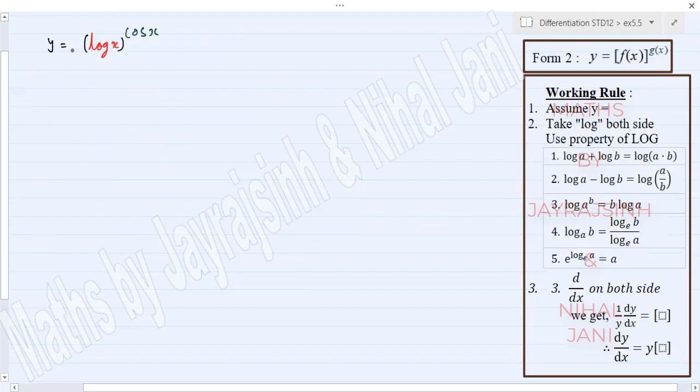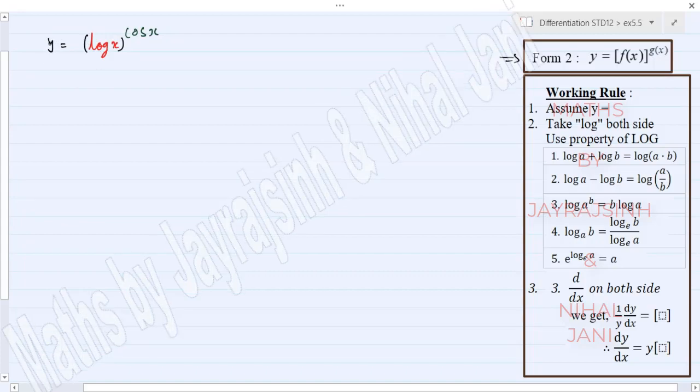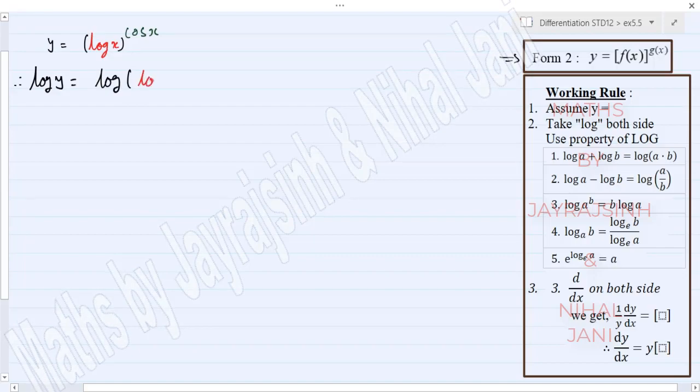Here we have y is equal to, in this question we have to find out differentiation of log x raised to cos x, which is in second form. So we already have y is equal to our function. So our first step is take log on both sides. So we'll get log y is equal to log of log x raised to cos x.